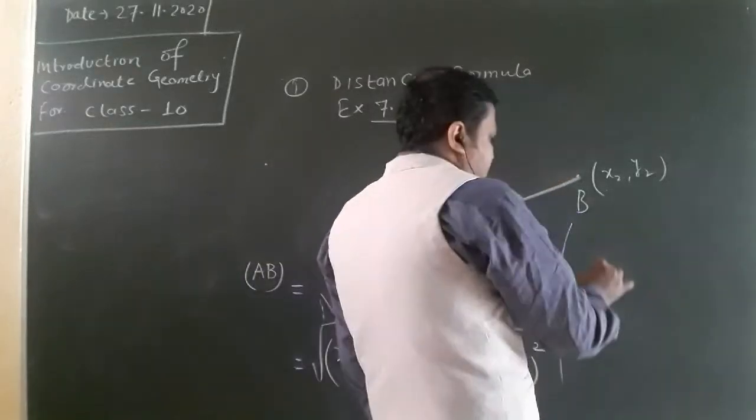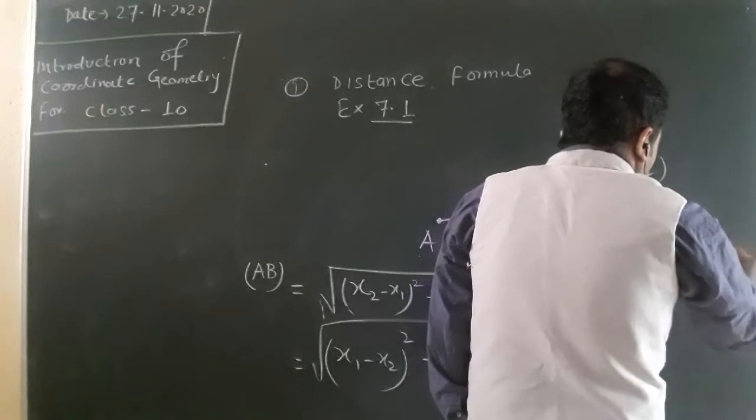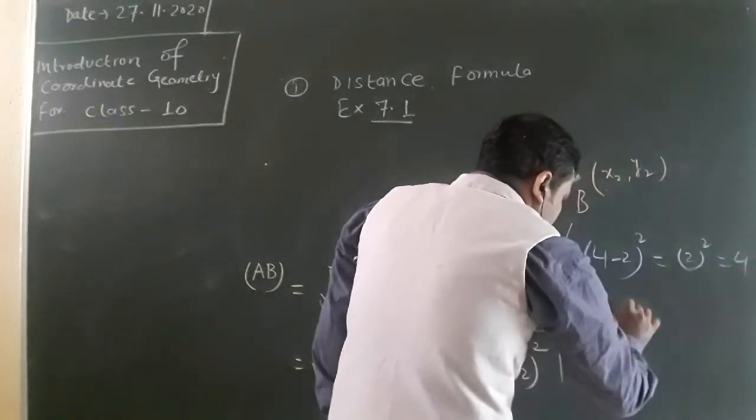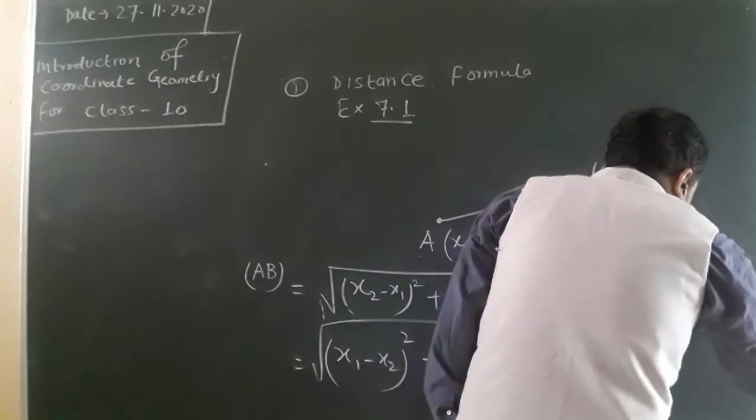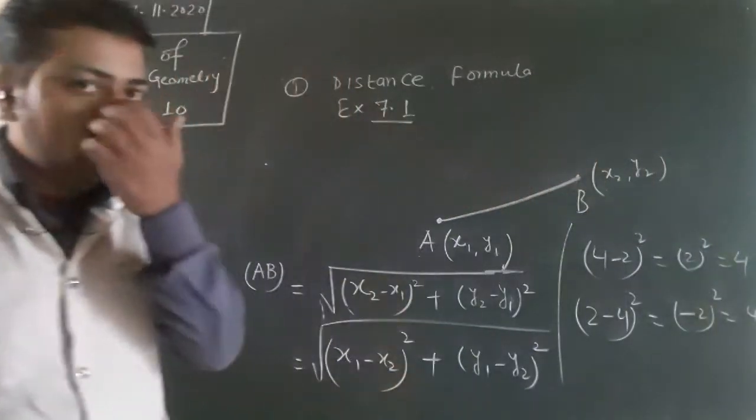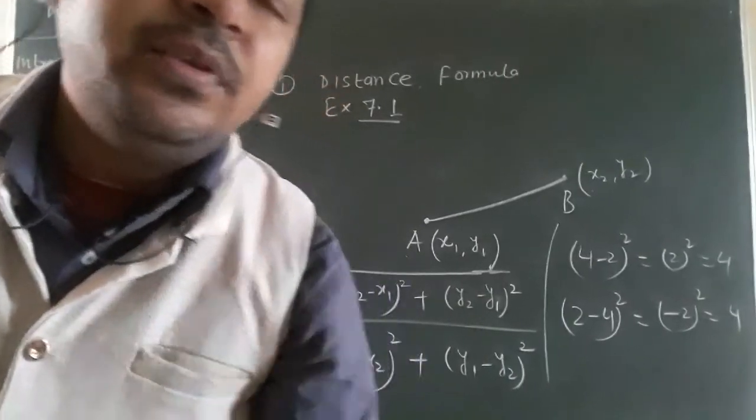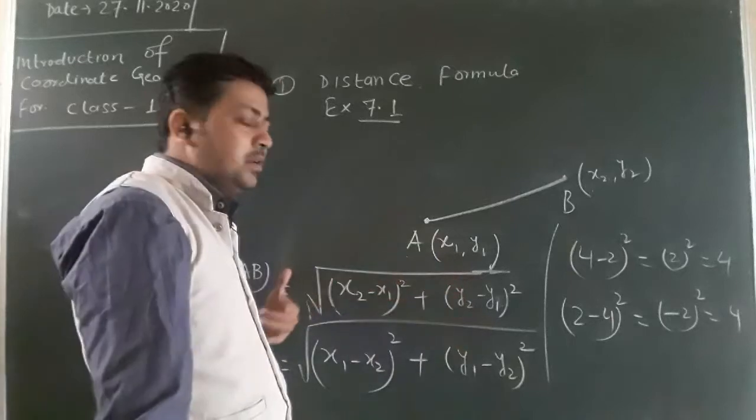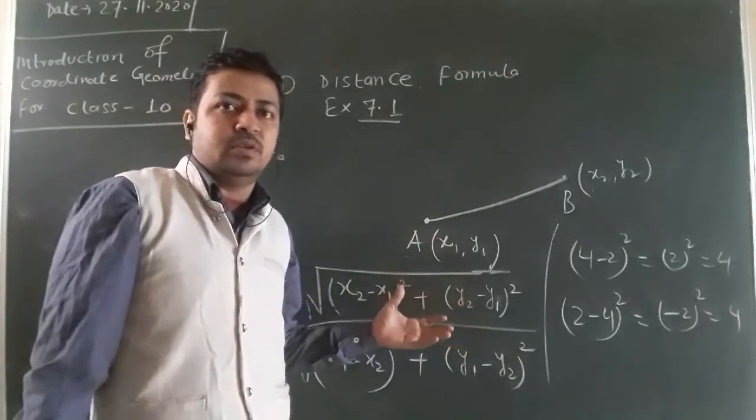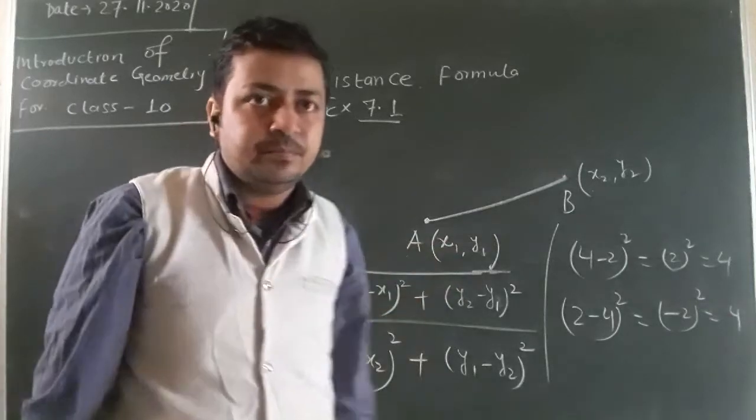Suppose I have to write (4 minus 2) whole square, this will be 2 whole square, that is 4. And if you write (2 minus 4) whole square, then it will be (minus 2) whole square, and again the result will be 4. So in both cases the results are the same. So we can rewrite the formula for our own convenience while solving the questions.